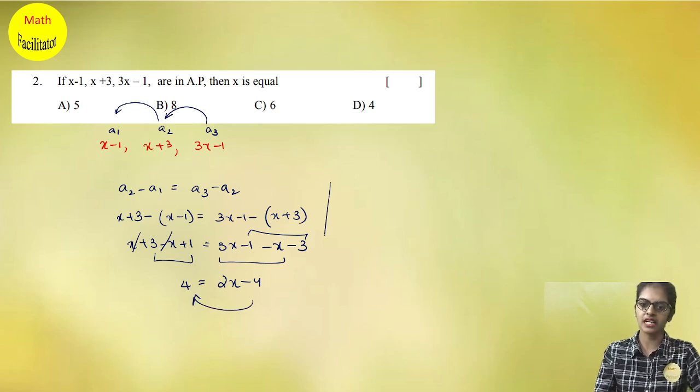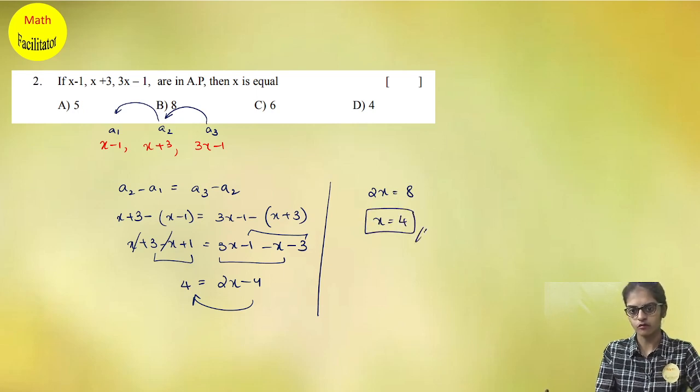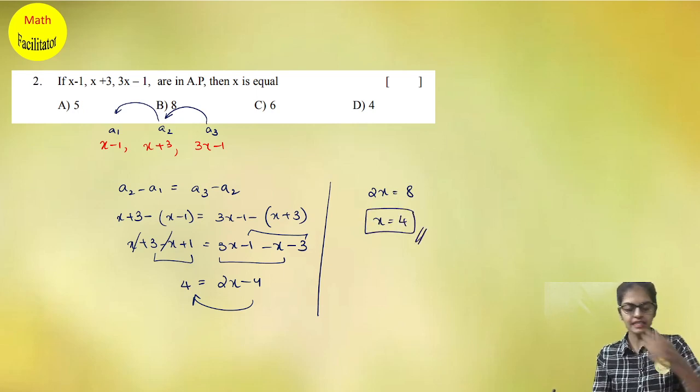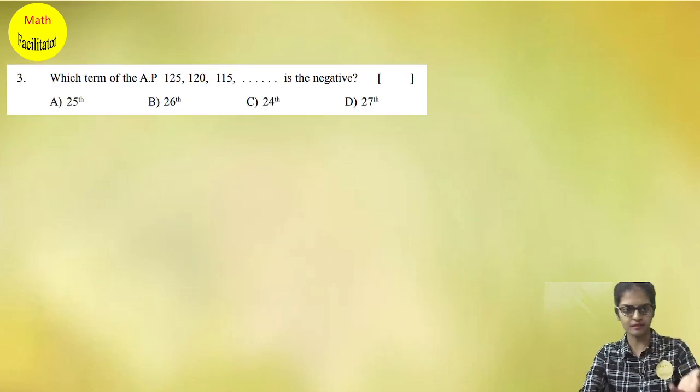Now take 4 to the other side. So you will have 2x is equal to 4 plus 4, 8. x is equal to 4. Clear? So x is equal to 4. So where is x equal to 4? Option D. You people solve along with me and then check your answers. Okay, if you don't know the concept, then see. If you know, then pause the video, solve it, and then play the video.